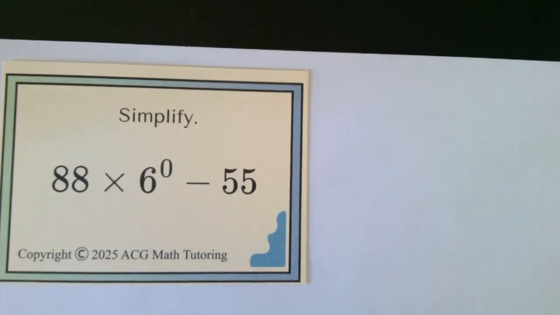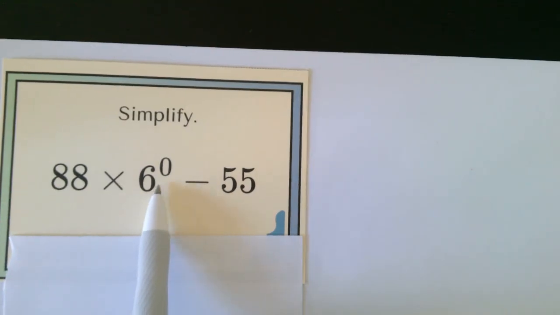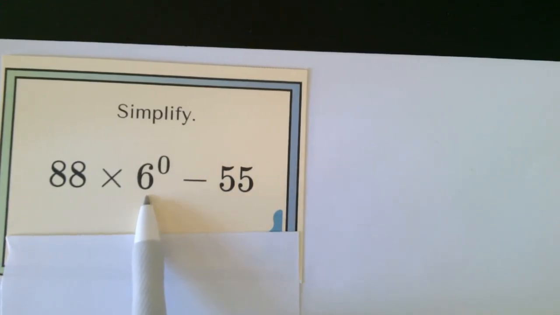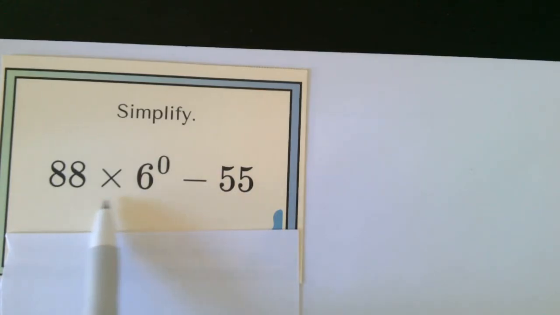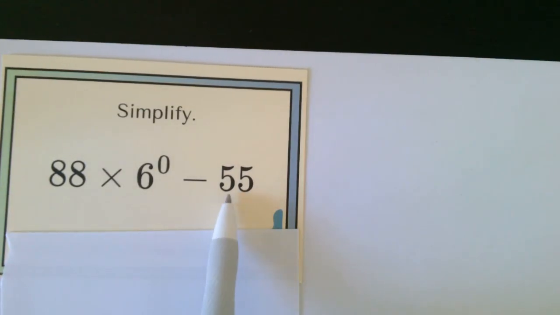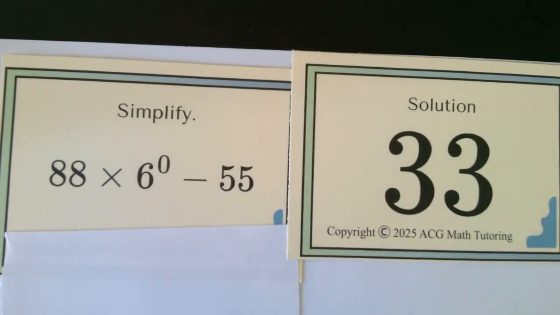Alright, so taking a look, going back to our whole thing. Anything raised to the 0 power is what? Not 0, it is 1. Okay, so you're not given an answer of negative 55, which I didn't see. Good job, guys. So then you do your multiplication. So 88 times 1 will give you 88. And then when you subtract that 55, boom, you get your answer of 33. Excellent, guys.